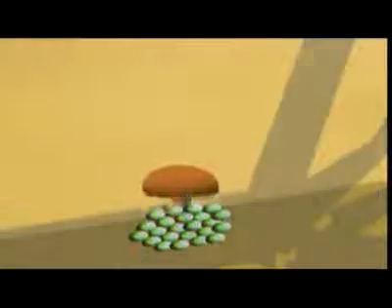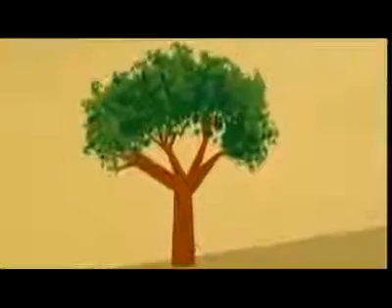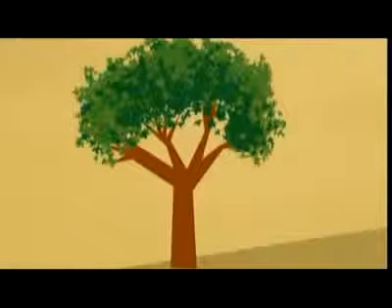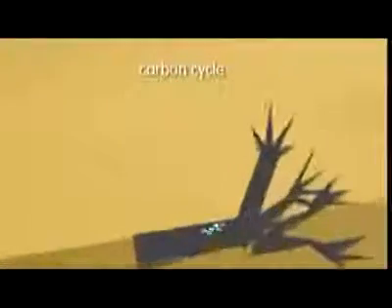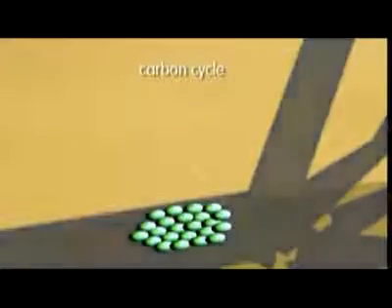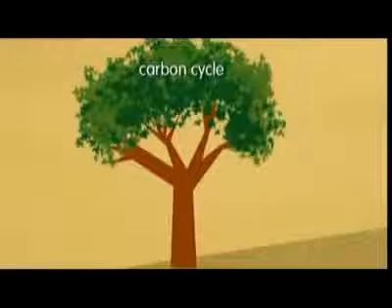And in turn you end up with organic matter going back into the soil, and so the carbon cycle in the forest goes on. The organic matter helps new trees to grow again, and then those trees die. We're back to the first stage again. This is the carbon cycle.